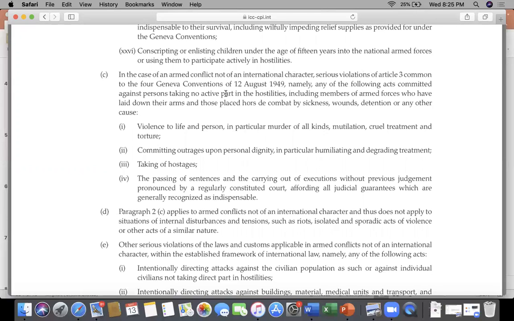And what is common Article 3? Violence to life and person, committing outrage upon personal dignity, taking of hostages, the passing of sentences, and the carrying out of execution without previous judgment pronounced by a court. So these are all war crimes.